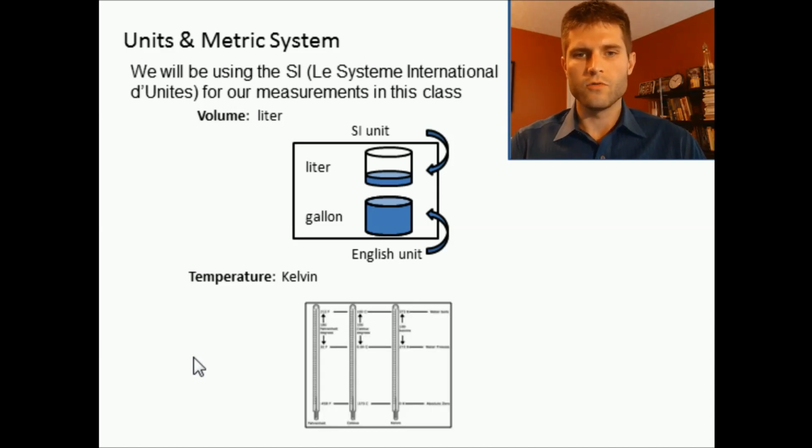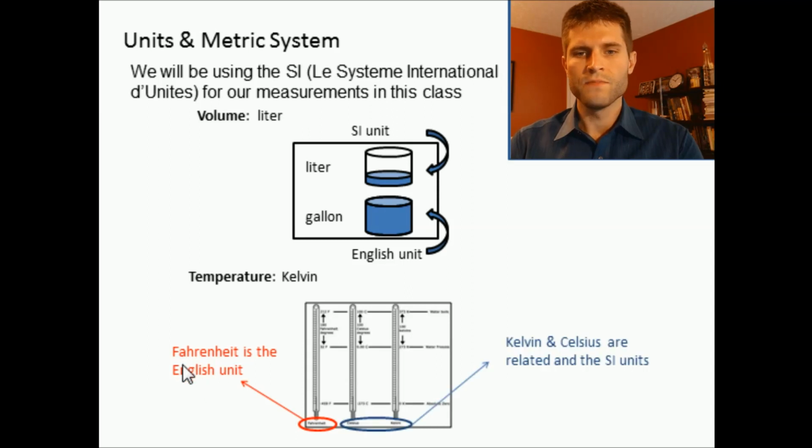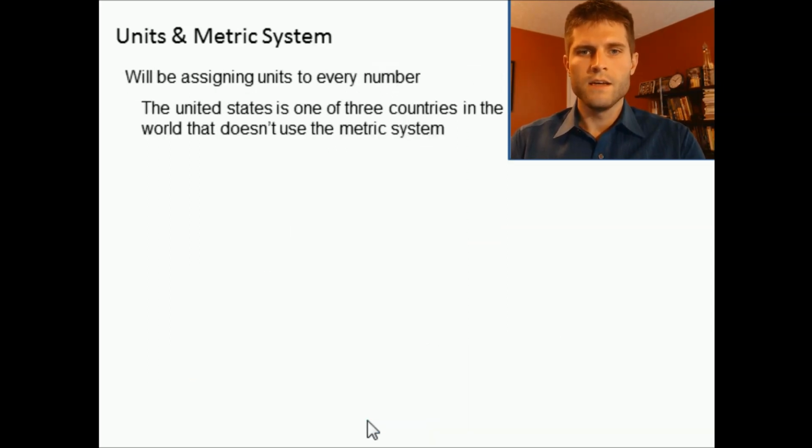So I want to show you on the left is going to be your English unit in Fahrenheit. We won't be using that very often. Very few scientists use this unit. We'll be using the Kelvin and the Celsius found over here on the right. So let's see how we can deal with this metric system and why we're using the metric system for SI units rather than the English system.